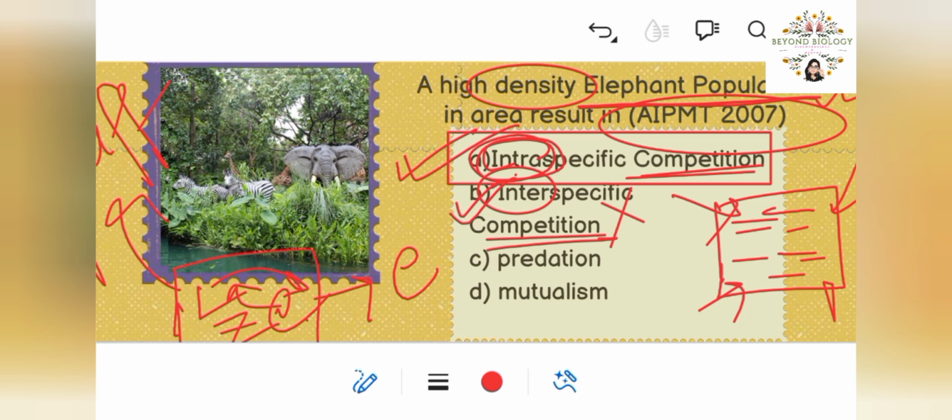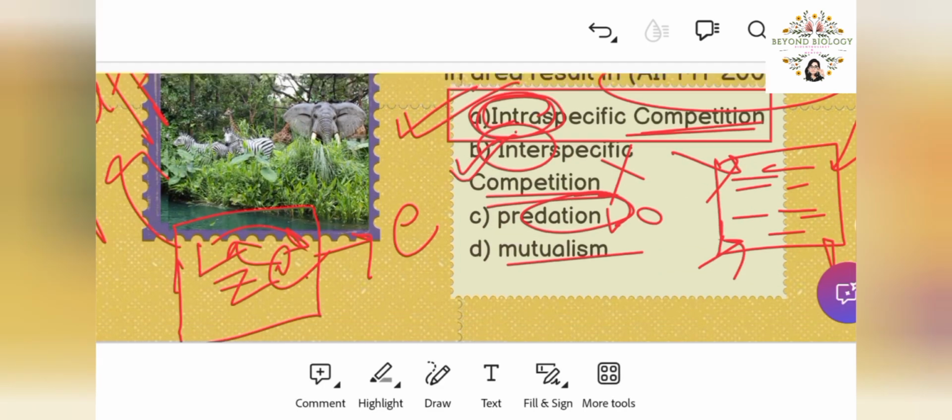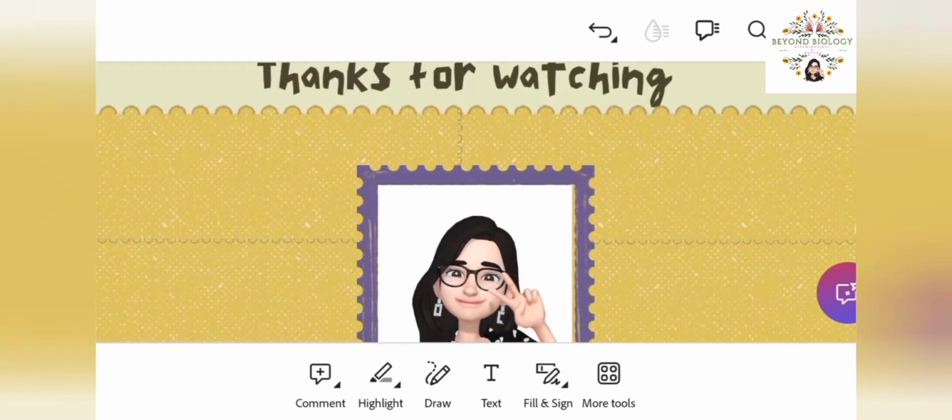So not interspecific. And predation, we know, means if the lion feeds on that zebra, that would be predation. It is not the correct answer. Mutualism we have already discussed, like mycorrhiza, lichen, etc. Right. So we have understood the question. So that was it about today.